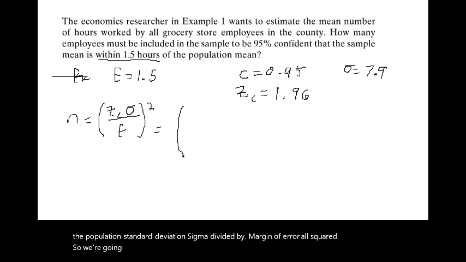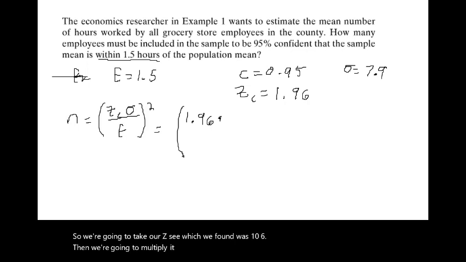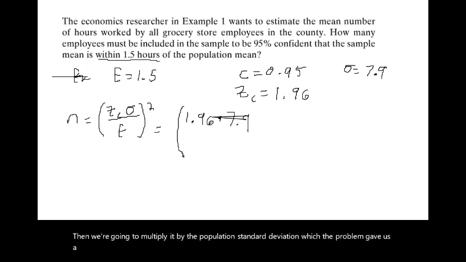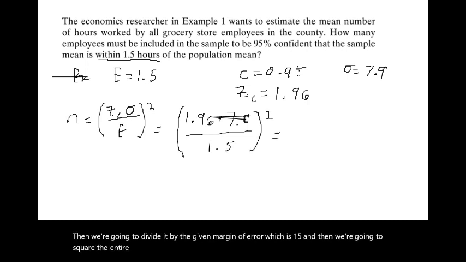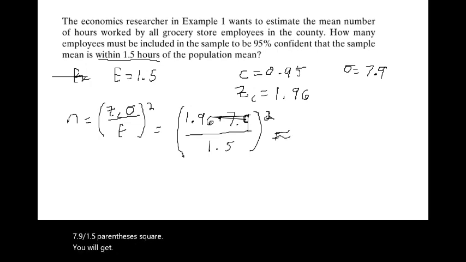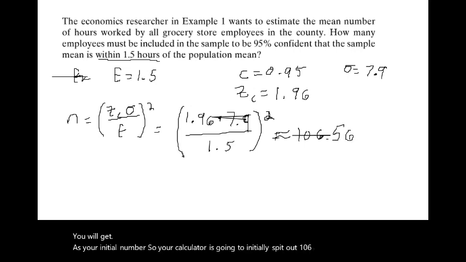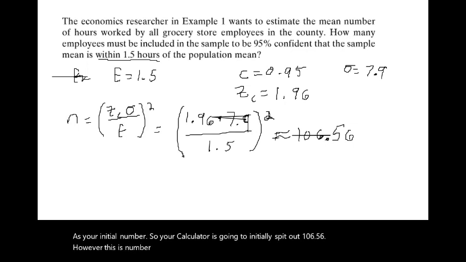So we're going to take our ZC, which we found was 1.96. Then we're going to multiply it by the population standard deviation, which the problem gave us as 7.9. Then we are going to divide it by the given margin of error, which is 1.5. And then we are going to square the entire thing. And if you type this in exactly like I have it written, so parentheses 1.96 times 7.9 divided by 1.5 parentheses squared, you will get this as your initial number. So your calculator is going to initially spit out 106.56. However, this is number of employees or people, so we should always round up to the nearest whole number.